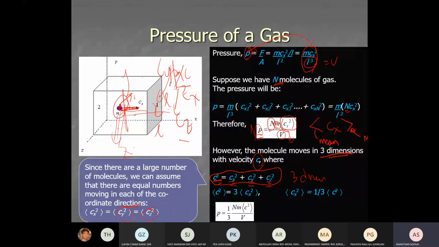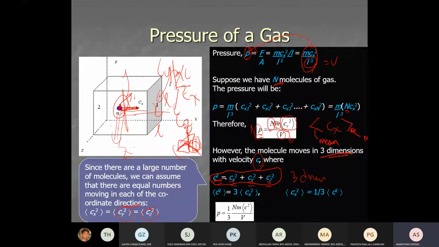If you have a box containing gas, is the pressure in all directions the same? Yes. It's not that only this side has high pressure and bulges a lot. No, it's going to expand evenly. That means the pressure in all directions is the same, correct? That means the change in momentum by the particles in all directions is the same. Therefore, the component of the speed in all directions is the same for the gas.